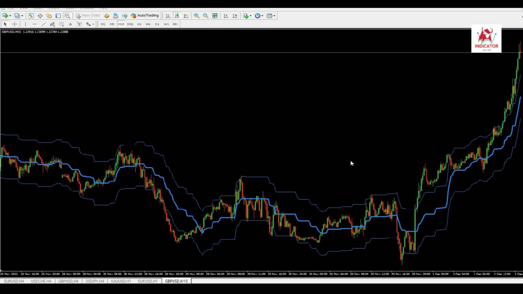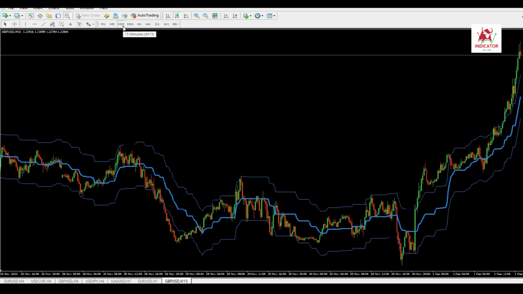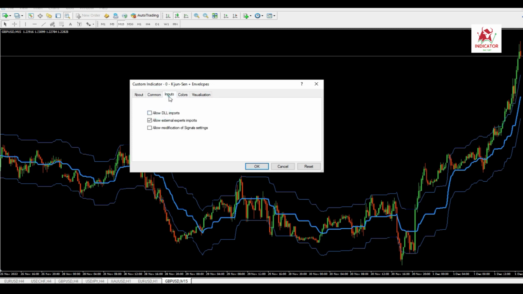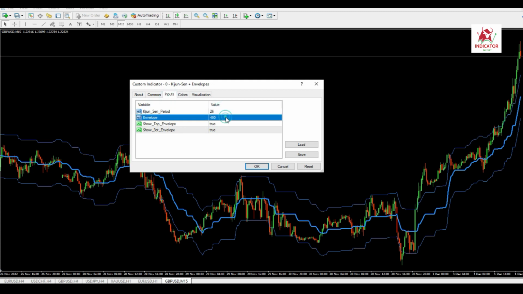The Kijun Sen Envelope indicator is a simple MT4 indicator that tells about the trend's direction. The indicator is based on the Ichimoku cloud and has the same functionality as the Ichimoku indicator. The indicator comprises 3 signal lines, which we call a band. They are the upper band, lower band, and middle band.